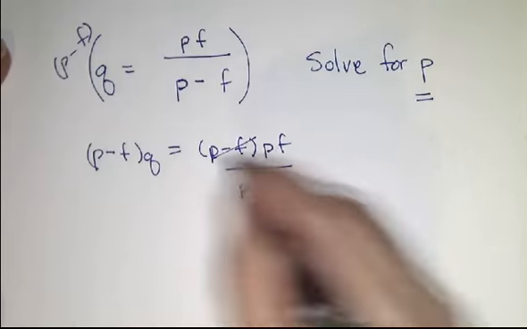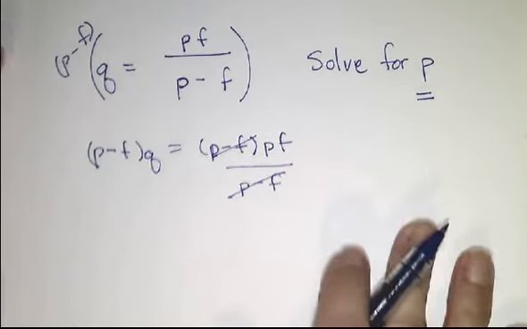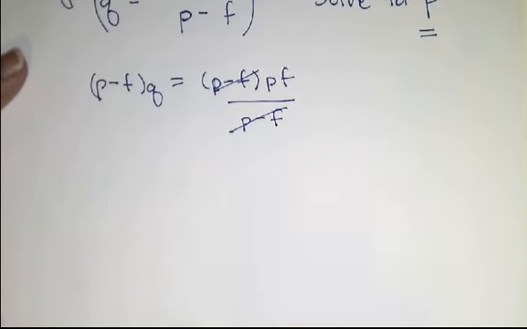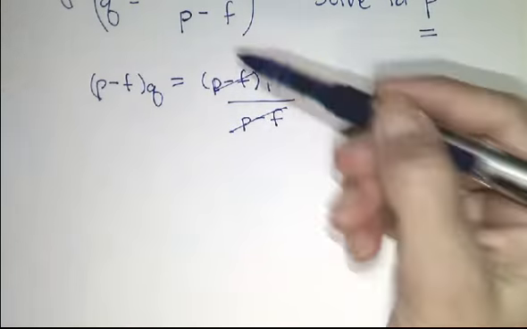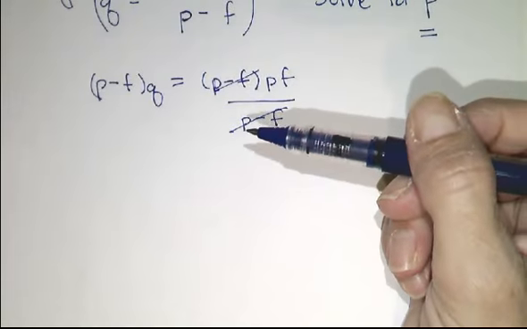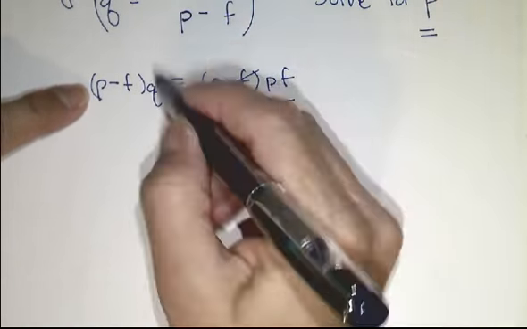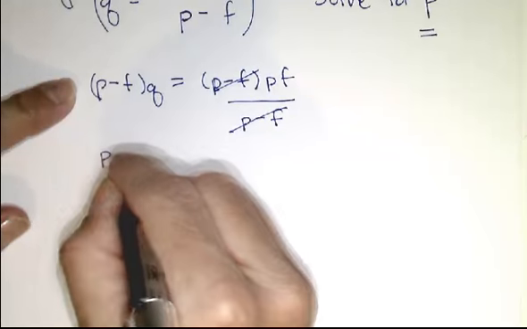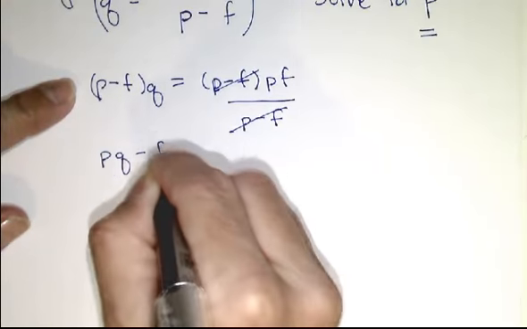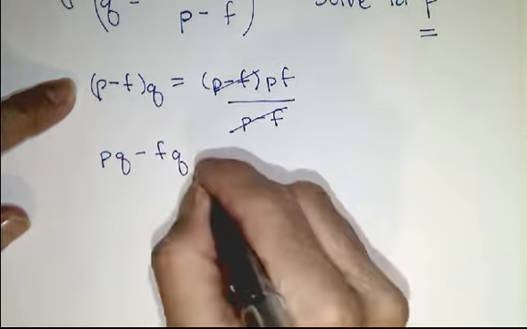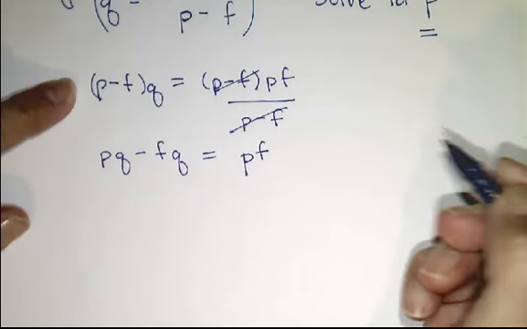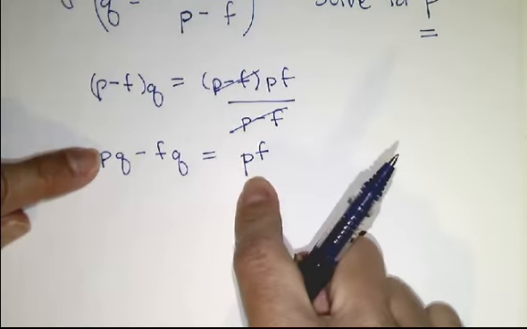Alright, so now it cancels on the right, and I've succeeded in getting all the p's onto the top. But what I don't have now is all the p's on one side. So first thing I'm going to do is distribute this q, and I get pq minus fq equals p times f. Alright, so I'm getting closer.